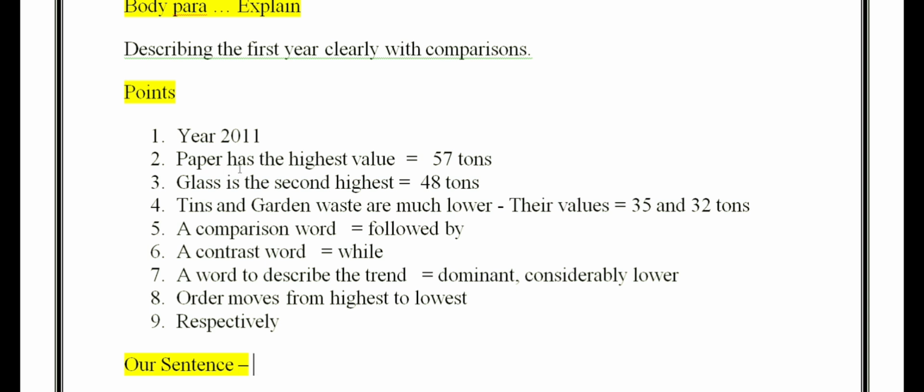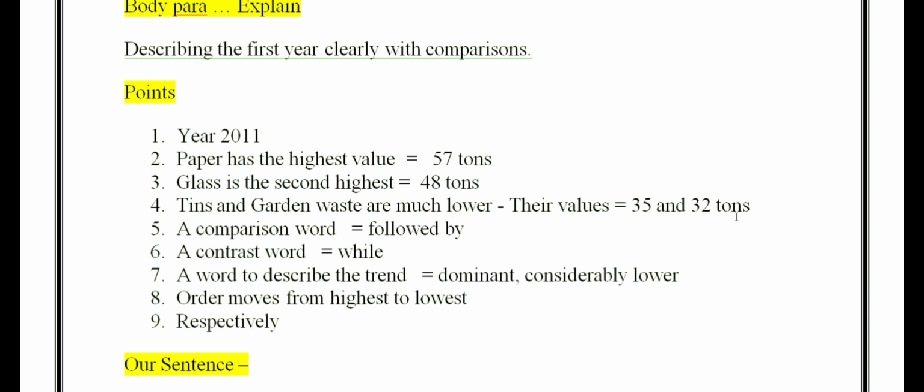Paper had the highest value because in the body paragraphs we have to mention the numeric information also. We are mentioning it is 57 tons. Then it is the glass which is the second highest, standing at 48 tons. Tins and garden waste was much lower. Their values are 35 and 32 tons.